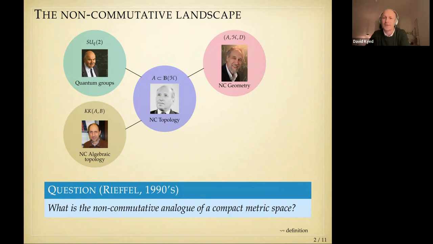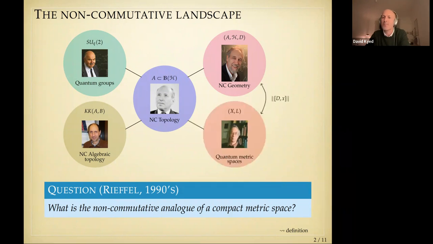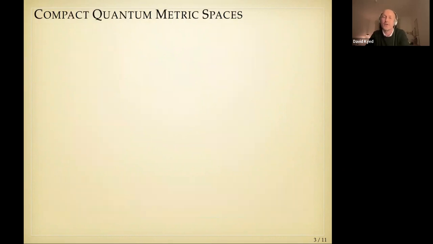And after quite a bit of thinking, he came up with a theory of what is nowadays called quantum metric spaces. And these are intimately linked with Connes' non-commutative geometry, and this is the corner of this non-commutative landscape that I would like to zoom in on. And I think, without any further ado, I'll just give you the definition, or one version of the definition.